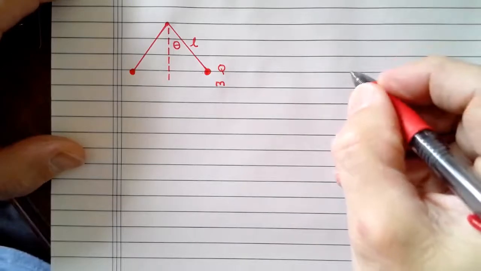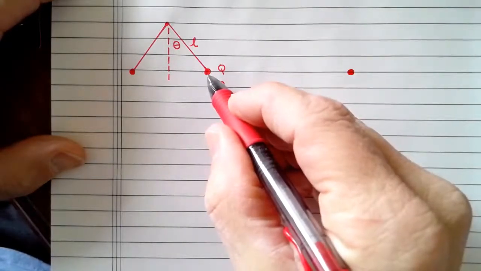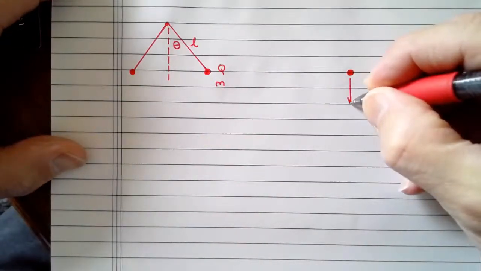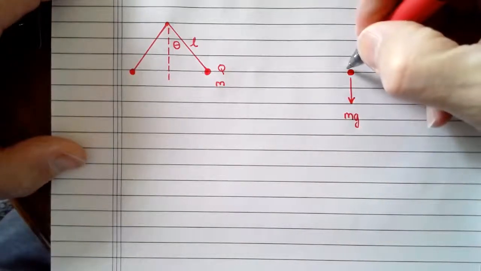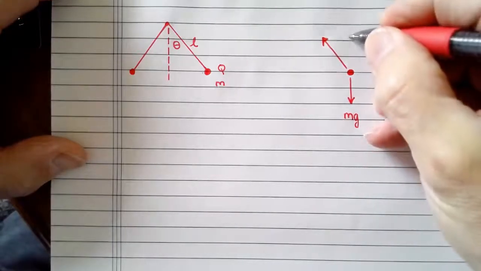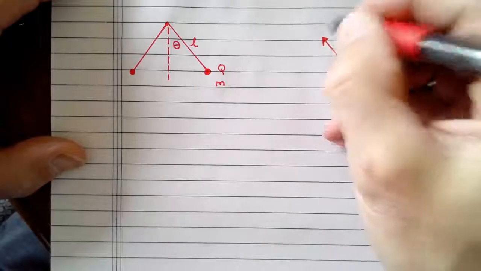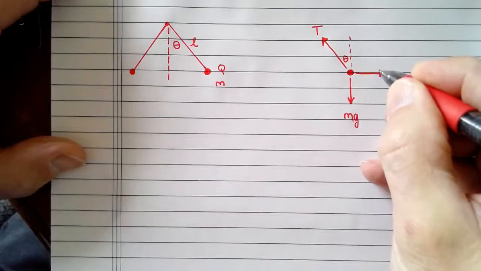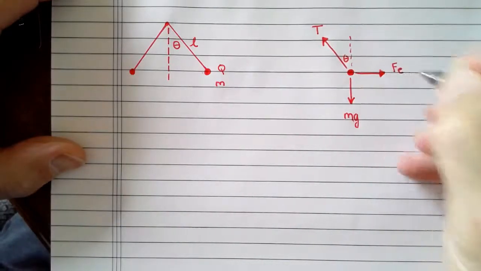So the way to solve this problem is to consider the charge on the right-hand side, for example, and look at the forces acting on it. The first force is gravity, which pulls down with a force of mg. There is a tension, which is pulling in this direction, and if you work out the geometry, this is the angle theta right here, so that's the tension T. And then there's an electric repulsive force that way, which is the electric force.